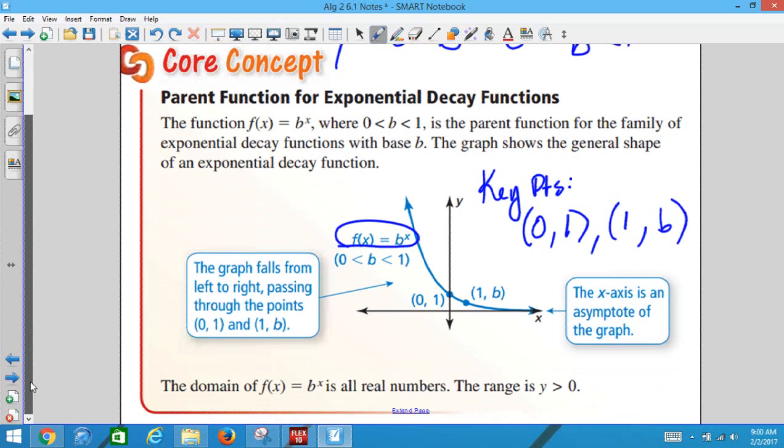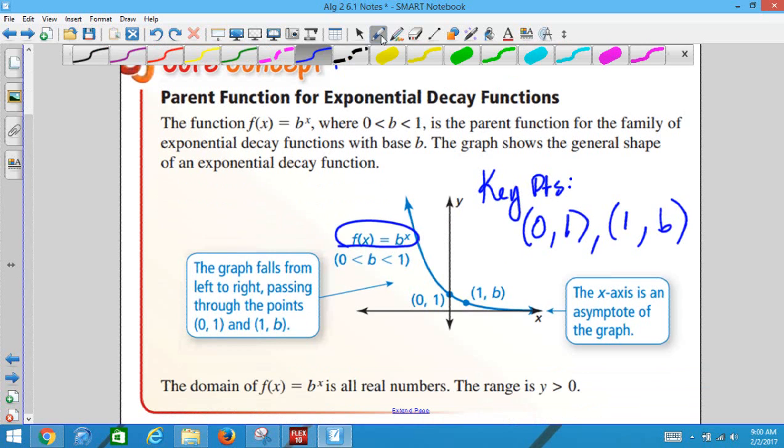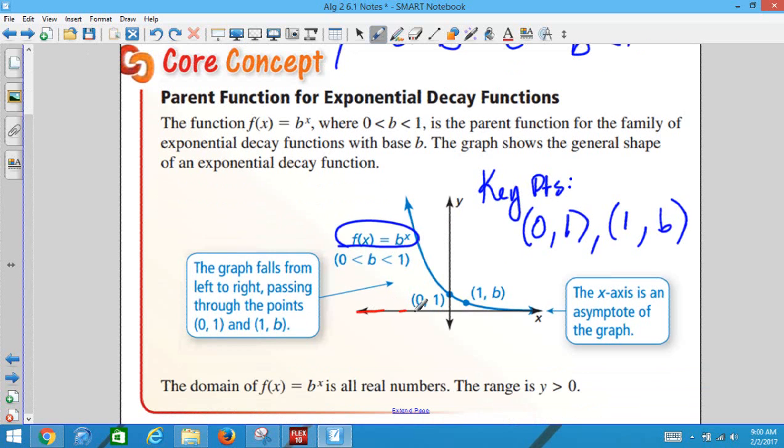You will have to write down the asymptote, and if you're looking at the picture, the asymptote, that wall that it cannot cross, is the same as the other one. The asymptote is y equals 0. That's the asymptote.